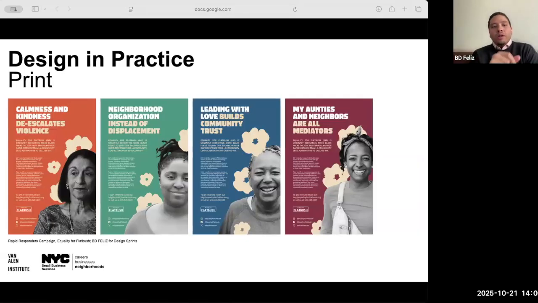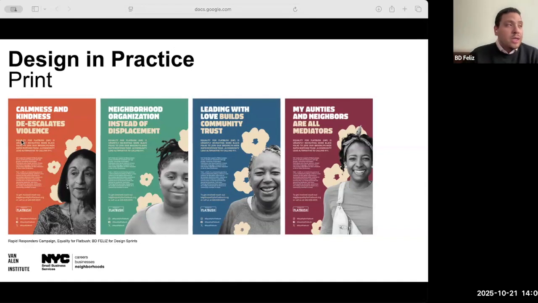These are posters that I worked on last year, I believe, with Van Allen, the design sprints, working with Equality for Flatbush. We developed these posters essentially because Equality for Flatbush needed volunteers for their community rapid responders program. They stressed to us how important it was that the campaign not only looked culturally relevant, but also translated the work that they do in an empowering and bold way.